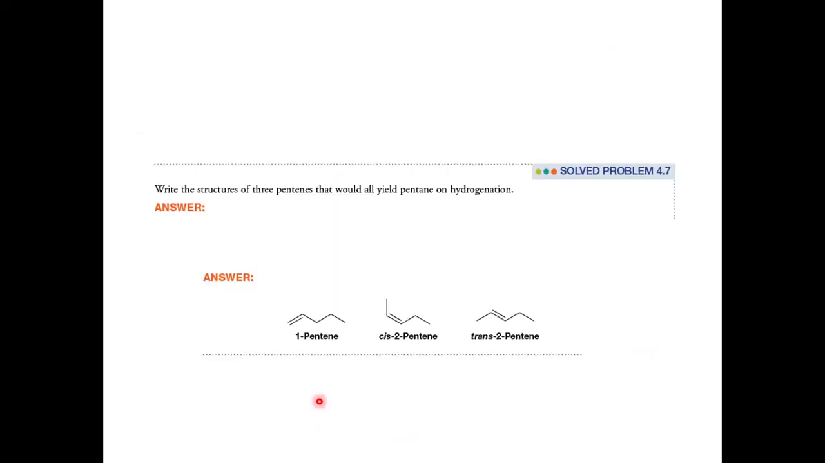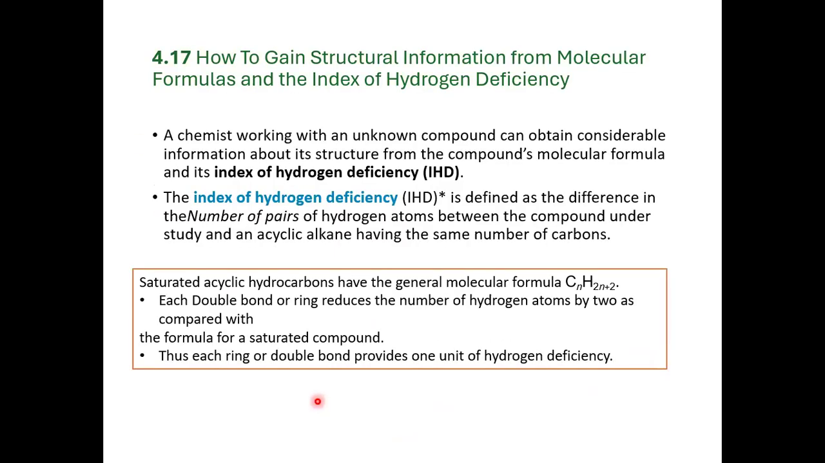So during this reaction, we need to know the index of hydrogen deficiency of our molecules. Normally a chemist working with an unknown compound can obtain information about the structure from the compound's molecular formula. So what is the molecular formula of the compound? Normally you just have to know the number of carbons and hydrogens, or the number of atoms for each type of atom. And we need to know the molecular formula, and we need to know the index of hydrogen deficiency.